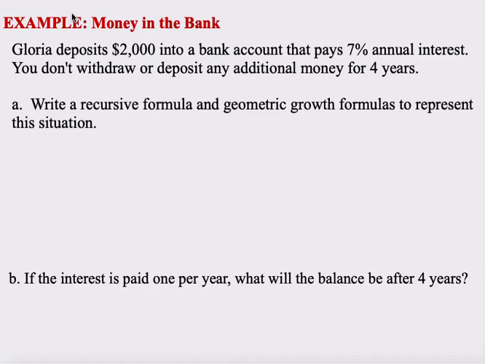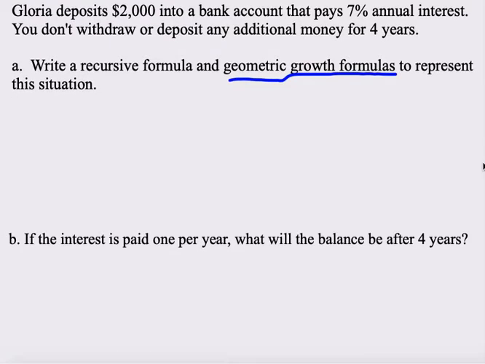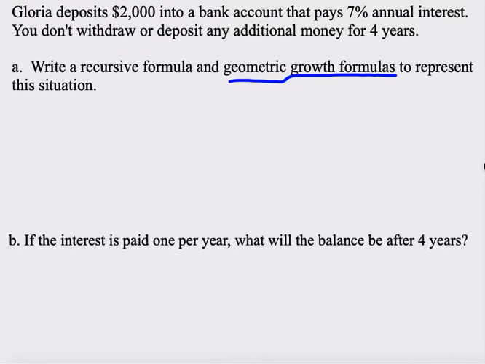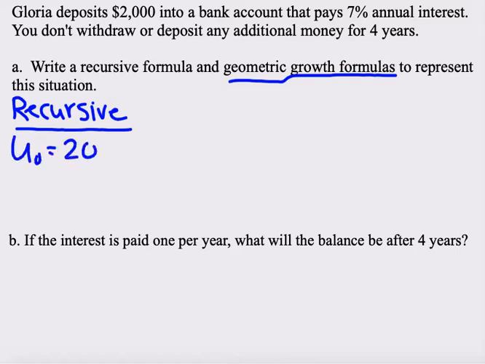The first question says to write a recursive formula and geometric growth formulas to represent the situation. This idea of a geometric growth formula, I'm thinking that's like our shortcut one that we'll do. All right, so recursively, I'm going to use U sub 0 because we deposit $2,000 into the account. So that's how much money is in there before any time passes, before any interest or growth happens on it.